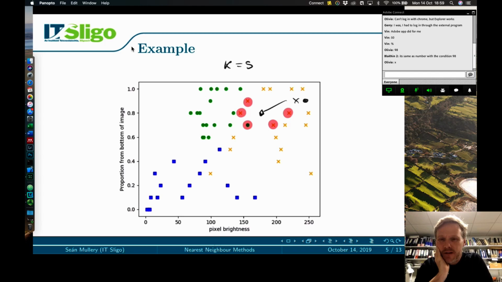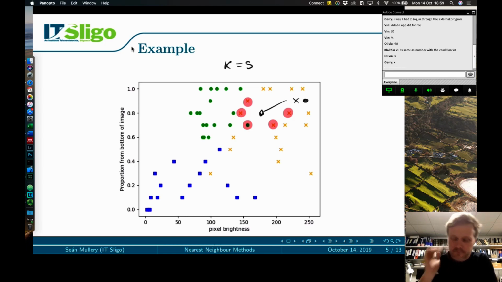Okay, so Livy's going for X. Anyone agreeing or disagreeing? Jerry's going for X as well. Okay. And I think that's reasonable.